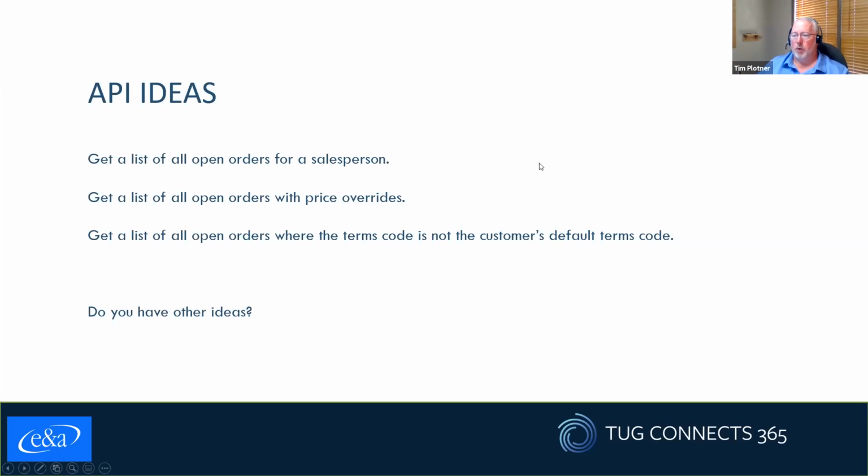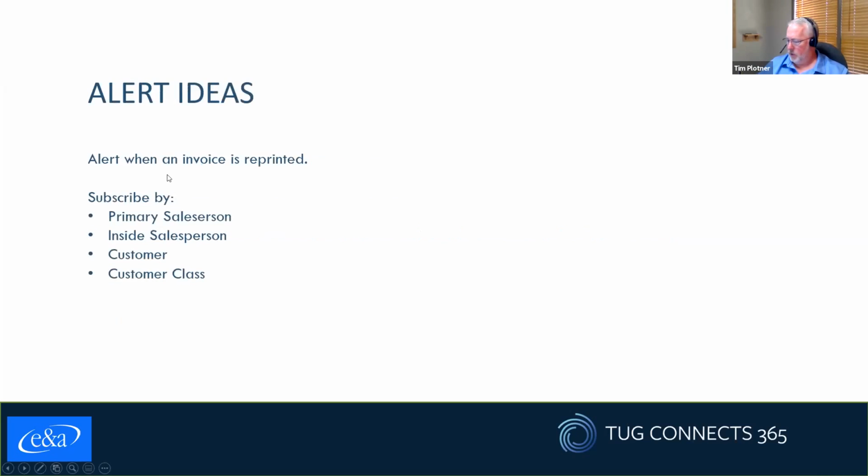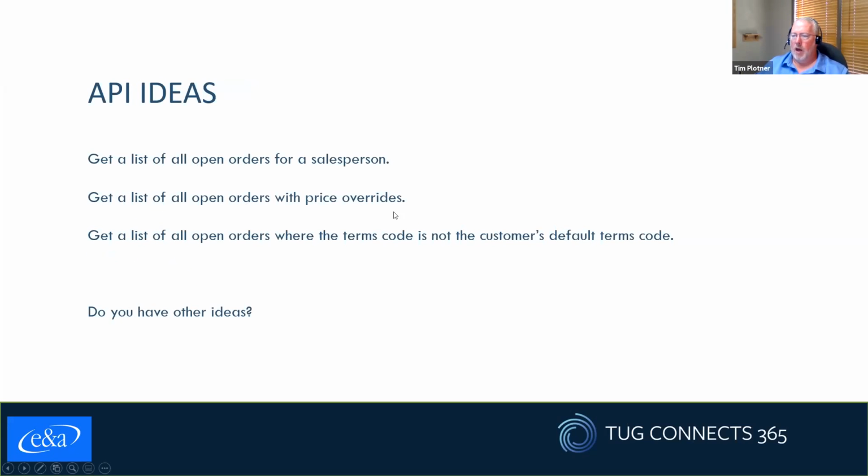A list of all open orders with price overrides. So you want to know where price overrides are taking place. If you built an API that would just go find all the price overrides, it would return your whole list to you. A list of all open orders where the terms code is not the customer's default terms code. So someone changed the terms code on an order.